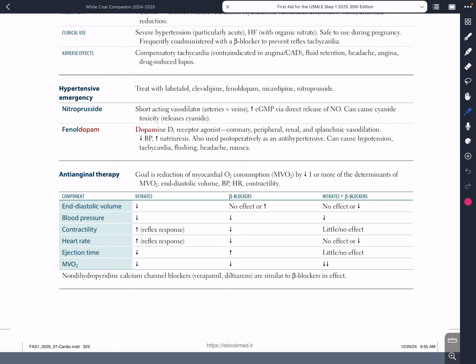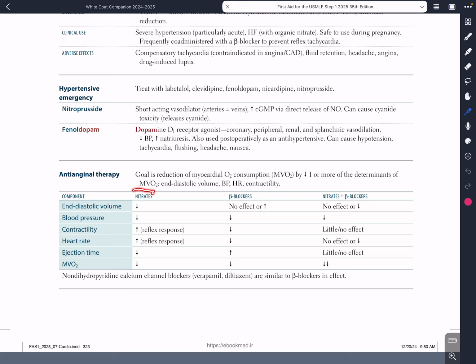Ejection time is lowered with nitrates and increased with beta blockers. The net effect of nitrate and beta blocker given together is that they cancel out each other, so little or no effect is seen in ejection time with the combination of nitrate and beta blockers.